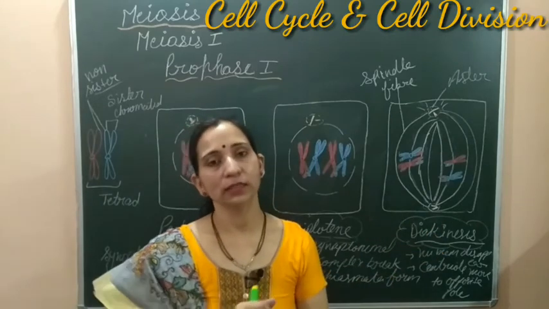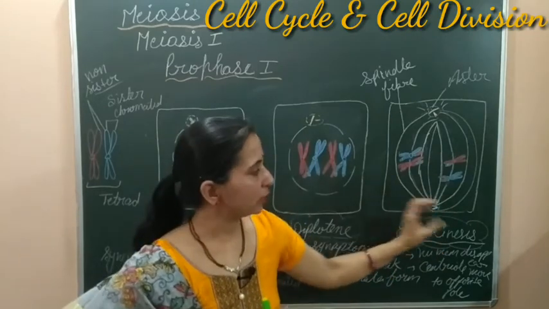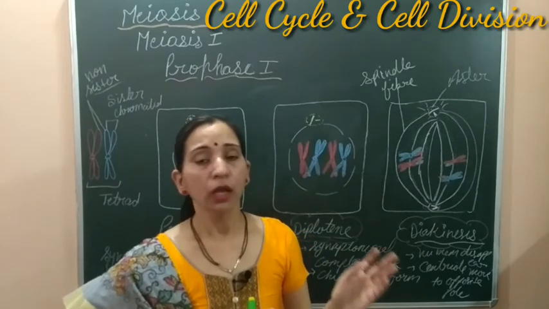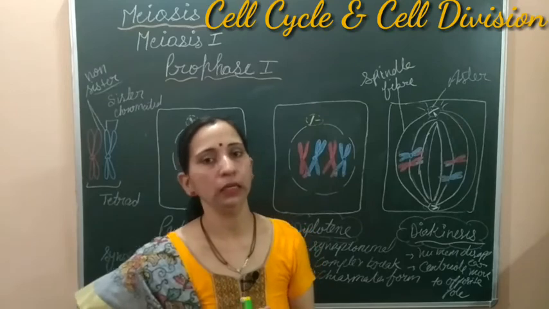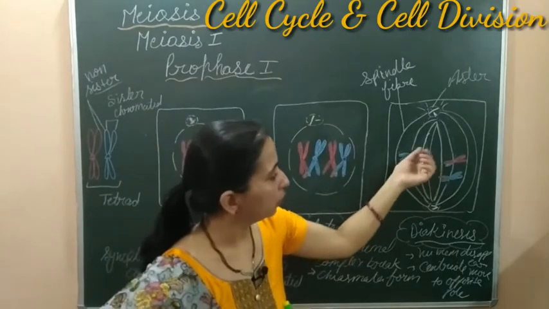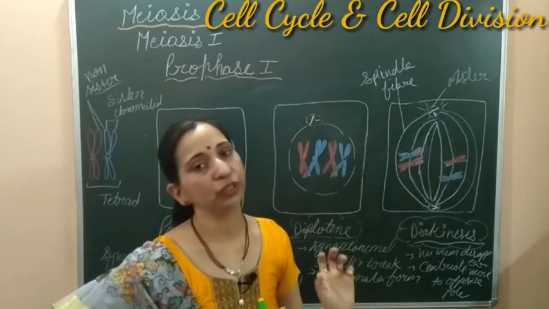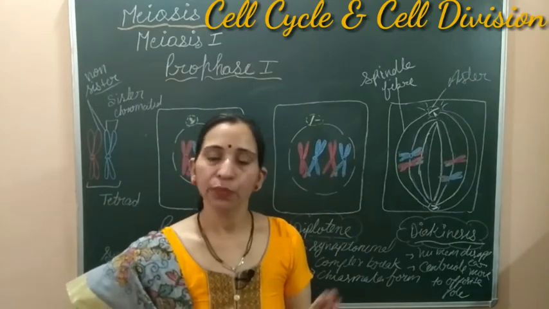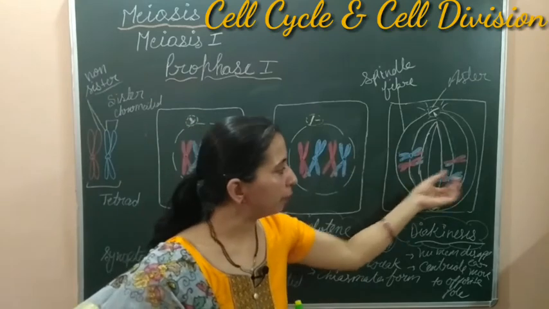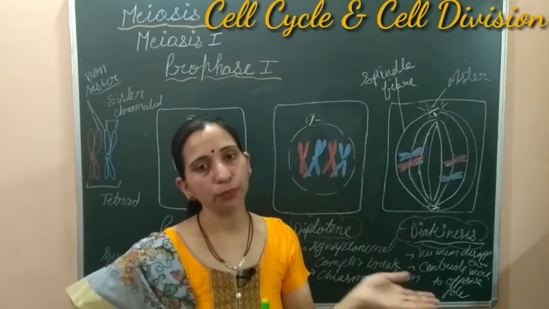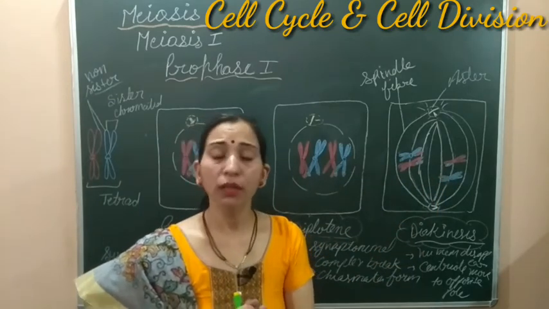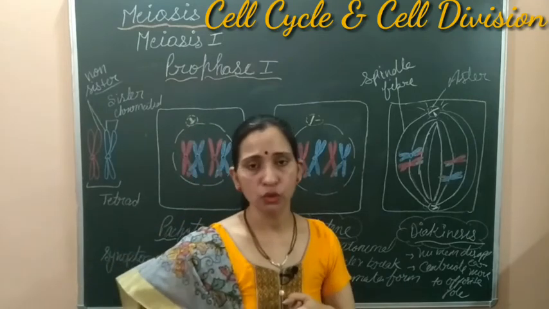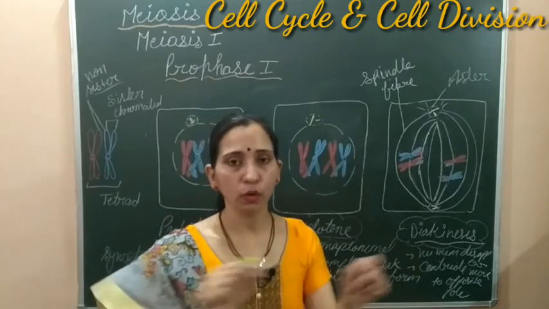And in the diakinesis, prophase-like changes happen, and nuclear membrane and nucleolus start disappearing, chromosomes condense completely, and they are arranged with the spindle fiber. They get attached with the spindle fiber. So here we completed the prophase 1. After that, now let's see what happens in the next phase, that is after prophase 1. The next phase will be the metaphase 1, and you know that in the metaphase the chromosomes have to align at the equatorial plate.